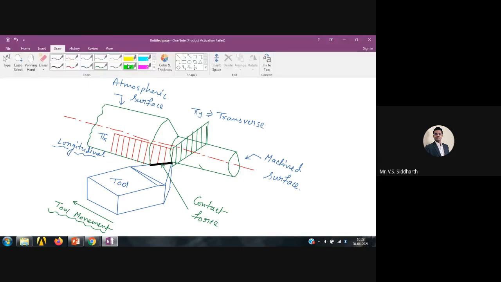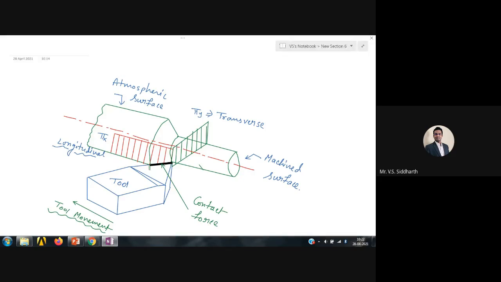And here cutting is taking place. At this point, cutting is taking place and the chips are formed. And the chips are forming like this. So at this point, cutting is also taking place, right?